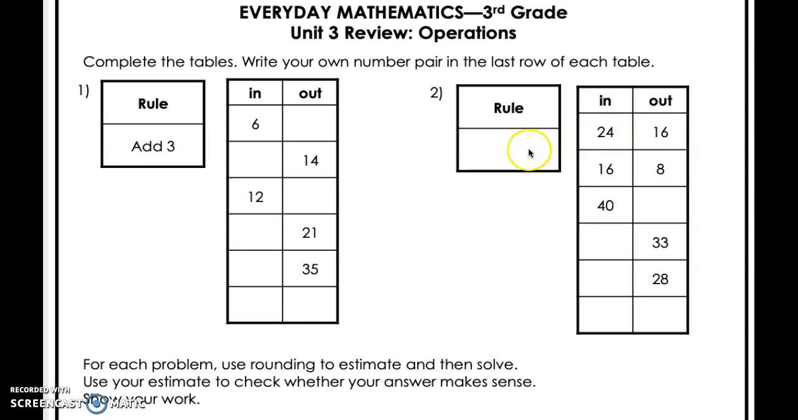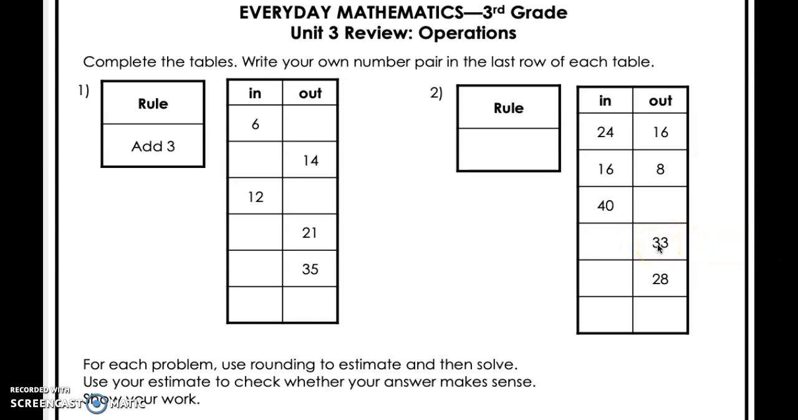So that might be minus 8, but we're not sure if that's true yet because we have to test it with the next one. So 16 take away 8, is it 8? Yes, it is. So I think we got the rule. So the rule would be minus 8. So 40 minus 8, you put your answer right here. 32. Something minus 8 is 33.